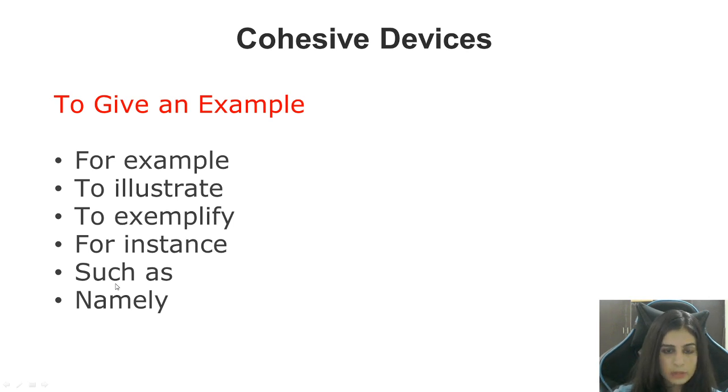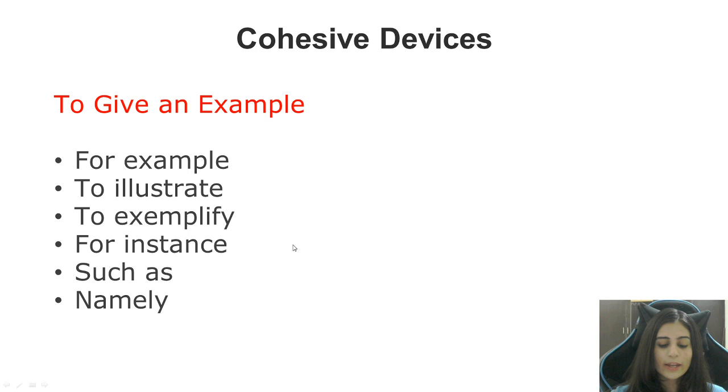A lot of time I have observed this personally while correcting n number of writings that people would give the example using the word like. So you'll say that, you know, tourist places like Egypt, Goa, Thailand. Okay, so instead of giving examples using the word like, you have to use such as or namely.